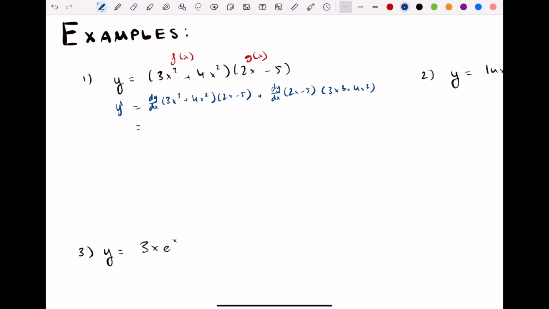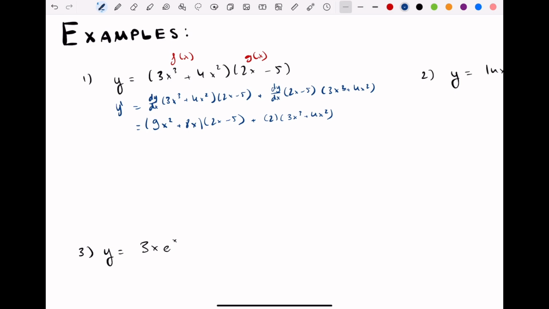So what is the derivative of 3x cubed plus 4x squared? Well, we simply take the power rule and write that as this times 2x minus 5, and then here the derivative of this part right here is simply 2, and then times 3x cubed plus 4x squared. And this is pretty much as simple as it is. That's all there is to it.